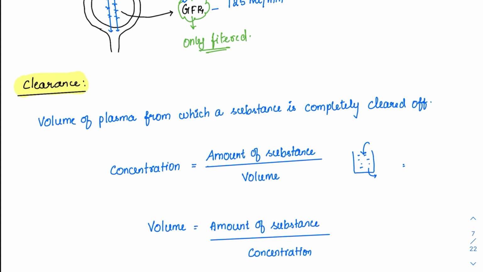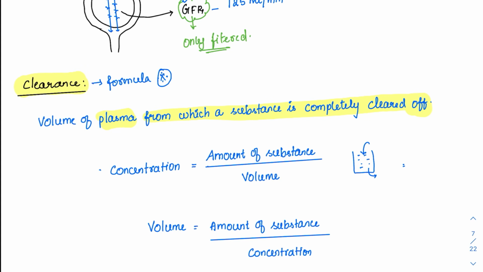What is clearance? It is the volume of plasma from which a substance is completely cleared off. From that particular volume of plasma, if the substance is completely cleared off, that is called clearance. So how to calculate this clearance? This clearance formula is definitely an MCQ because it has been asked multiple times. So before going to the clearance formula, let's first try to understand it in simple terms.